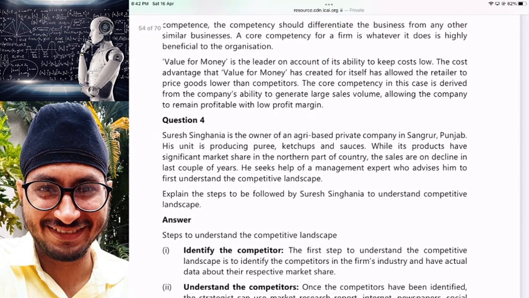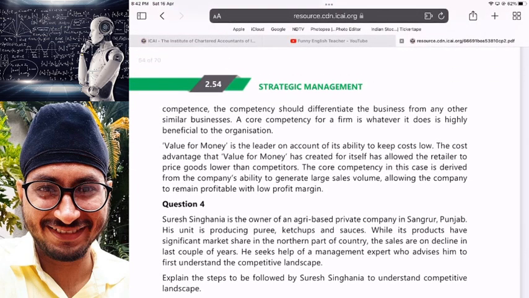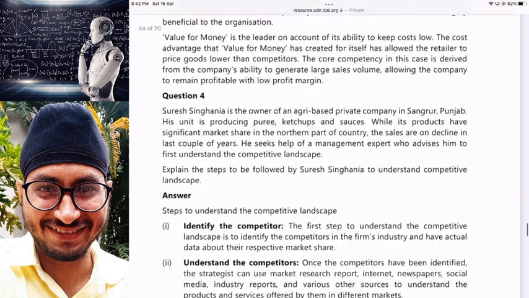Then, clear? Suresh Singhania is the owner of an agri-based private company in Sangrur, Punjab. His unit is producing puree, ketchups and sauces. While its products have significant market share in the northern part of the country, the sales have been on the decline in the last couple of years. He seeks the help of a management expert who advises him to first understand the competitive landscape. Explain the steps to be followed by Suresh Singhania to understand the competitive landscape. This is a direct question.